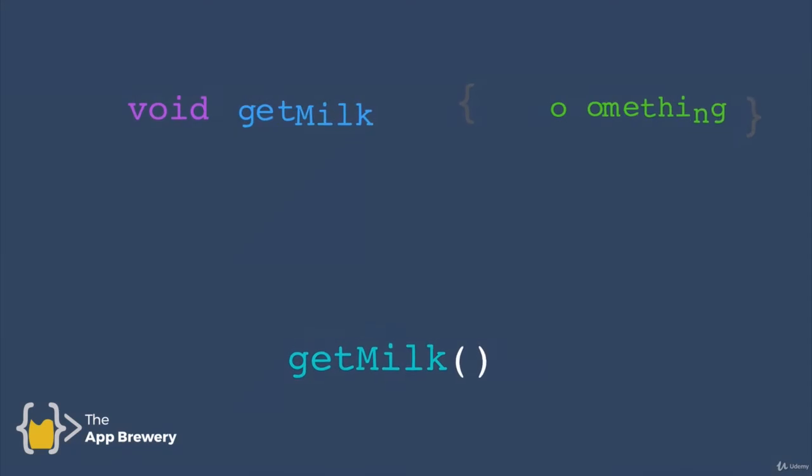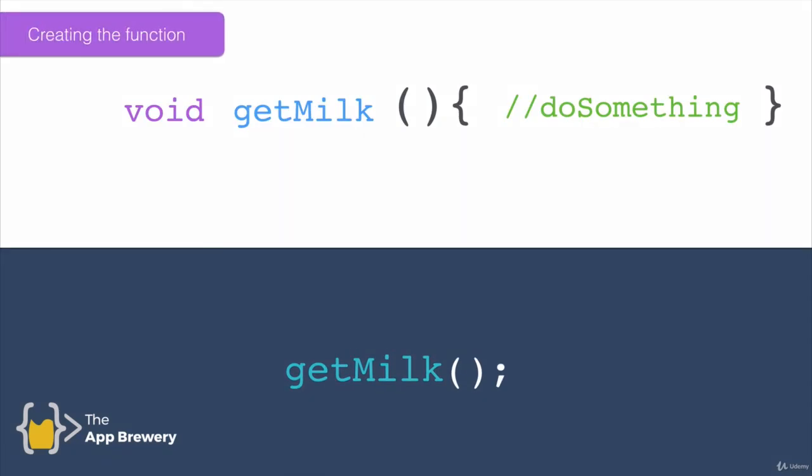In Dart, the way that you would create the function looks like this. We've got the name of the function, which is called getMilk, and then we've got the curly braces, which enclose all of the things that should happen when this function gets called. And then later on, when we actually need to use it, we will call the function, or tell the computer to execute all of this, by writing something like this, giving the name of the function.